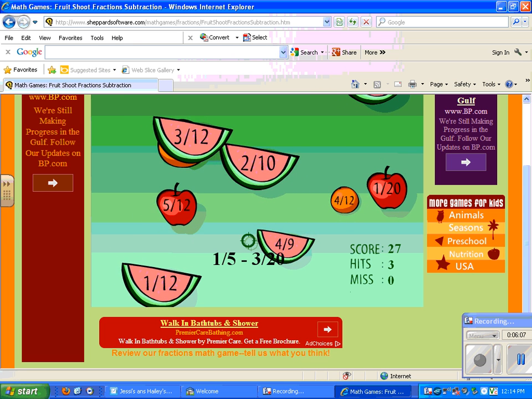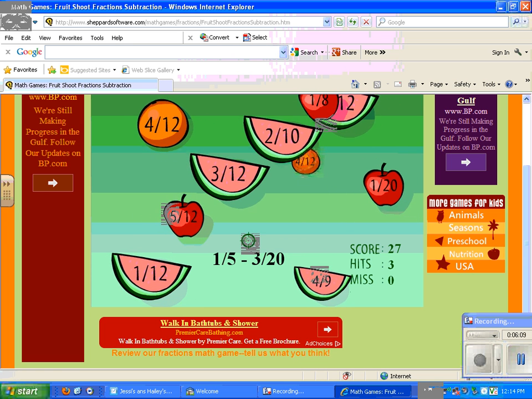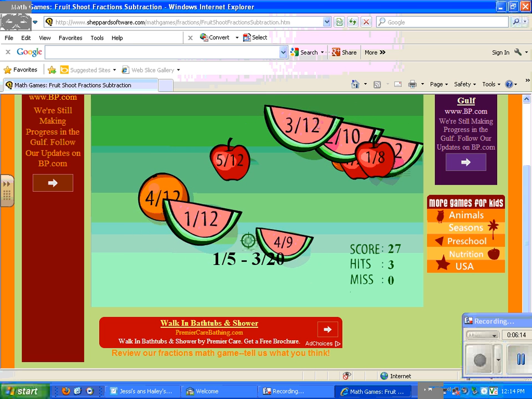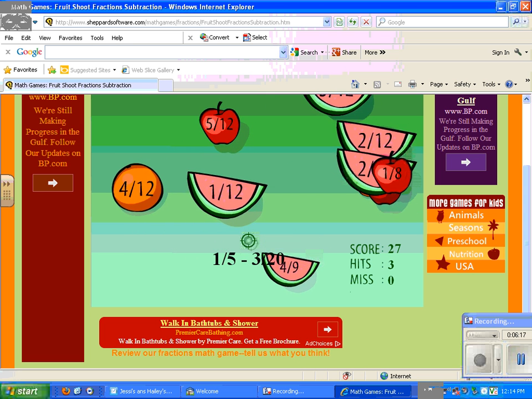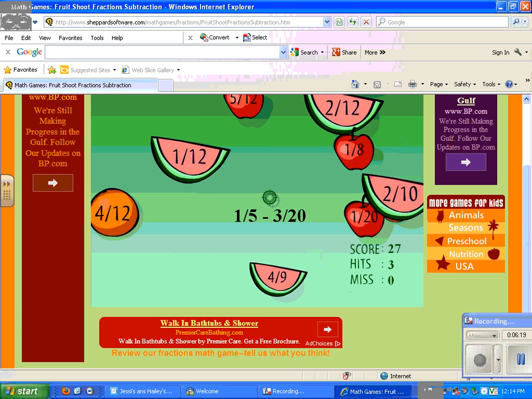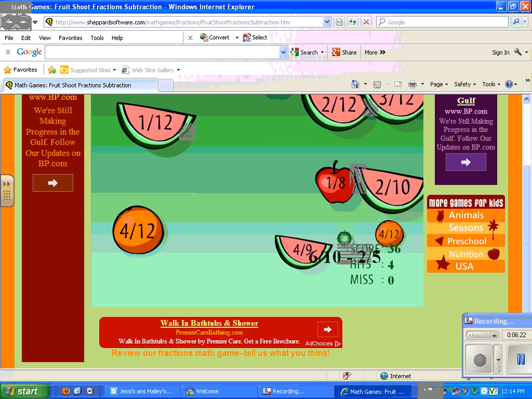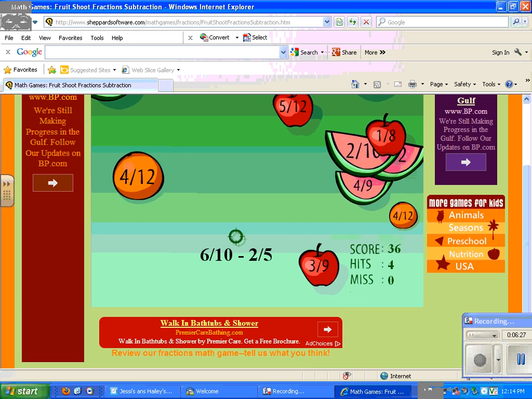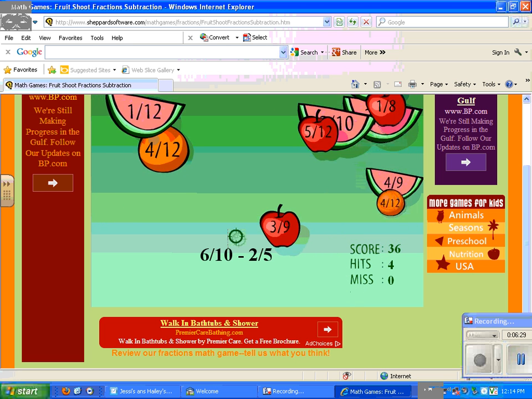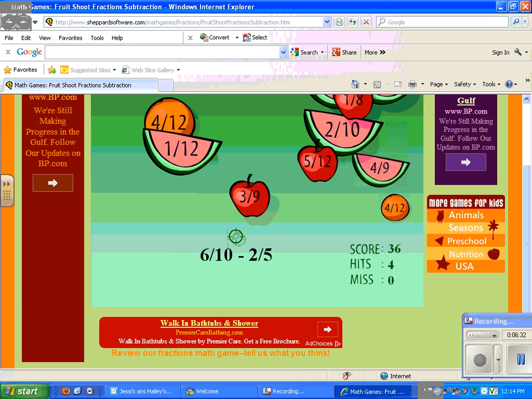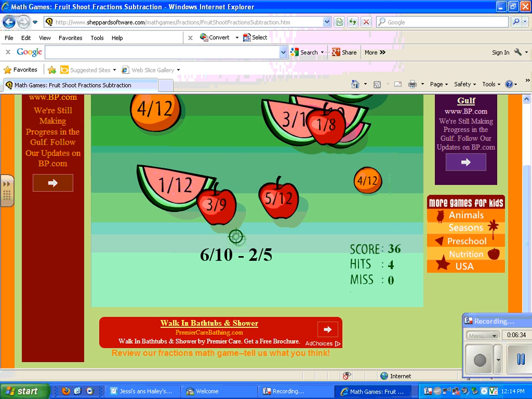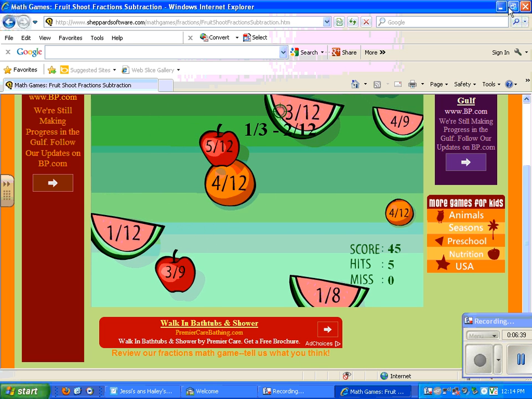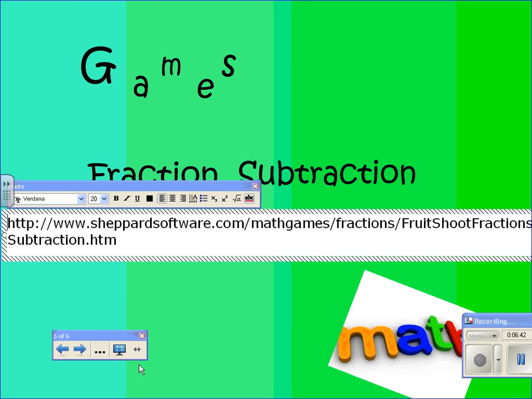1/5 minus 3/20. We're going to multiply the first one by 4. So it would be 4/20 minus 3/20, which is 1/20. This is the last one. 6/10 minus 2/5 equals, you're going to multiply by 2, so it equals 6/10 minus 4/10 equals 2/10. Great job.